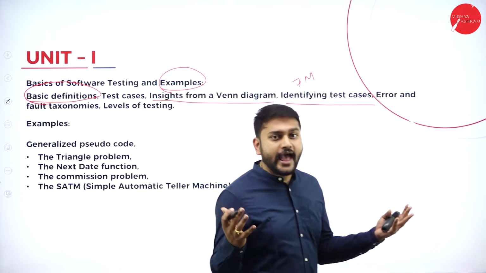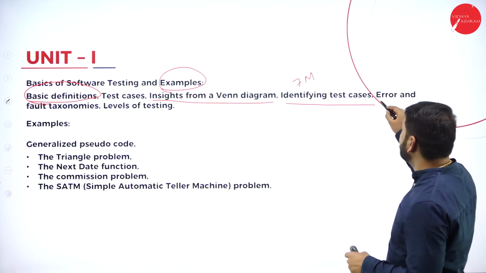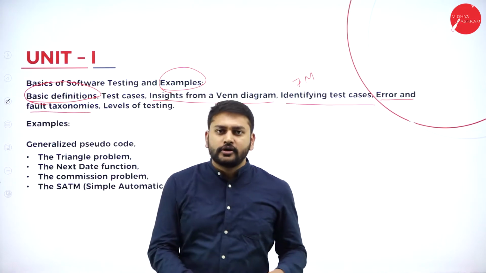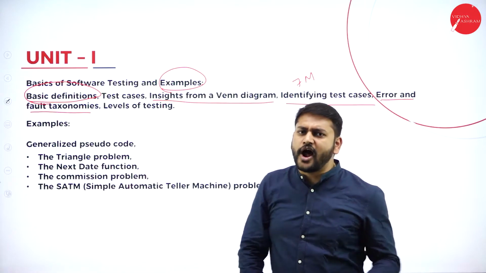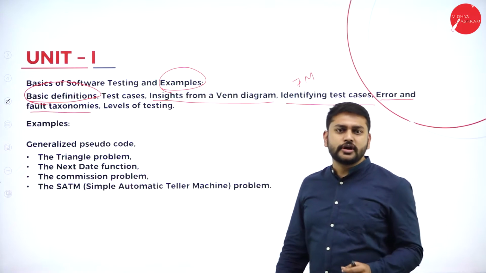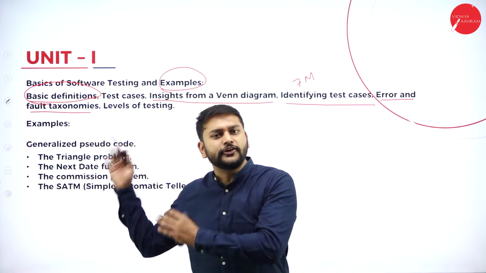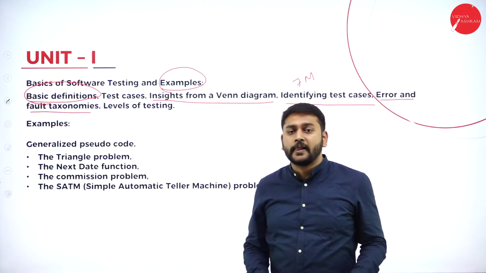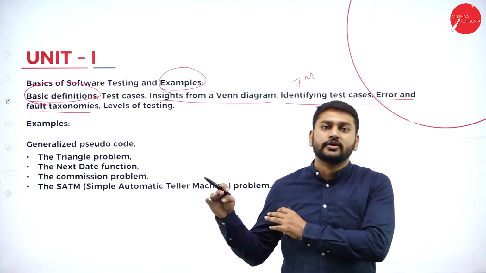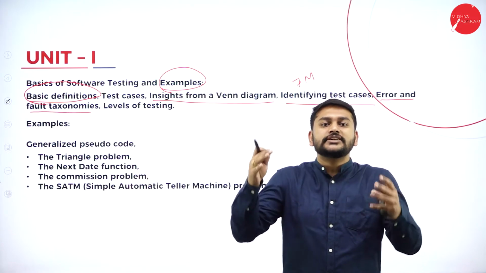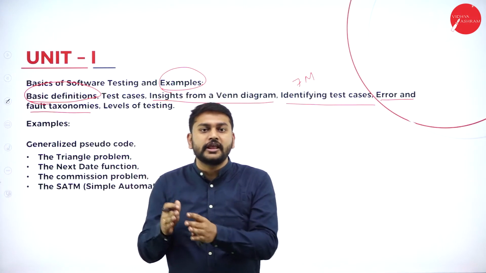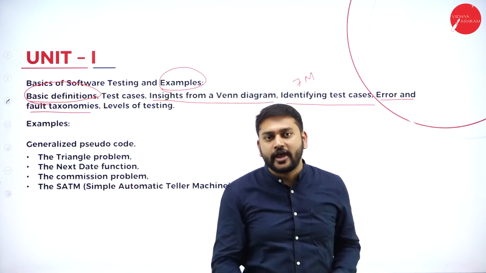The next one that I have is all about the error and fault taxonomies. So taxonomy is a biology word. How come it is coming in software testing? Yes, my dear students, we have come across different types of errors. For those errors, I cannot just generalize it and call it an error. I have to specifically mention what type of error that is.